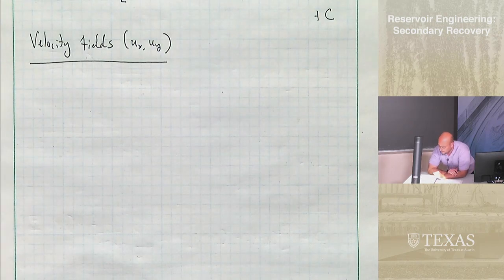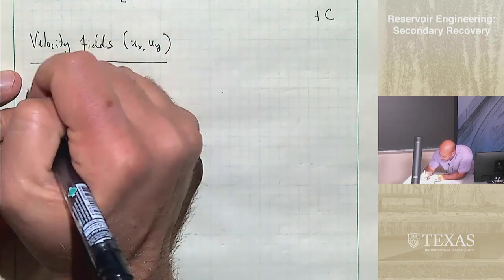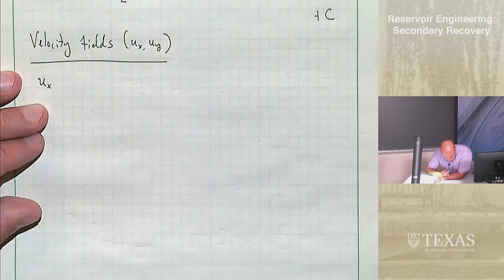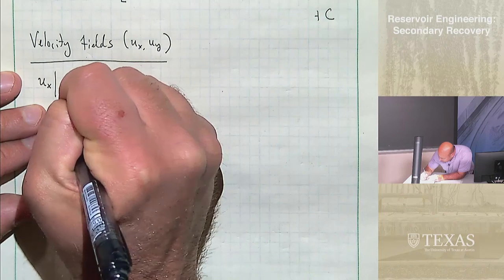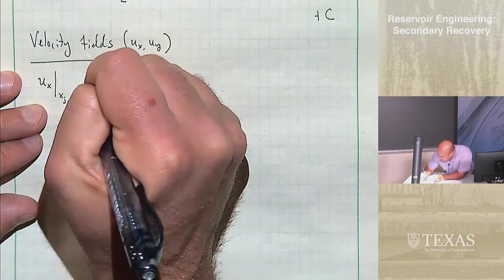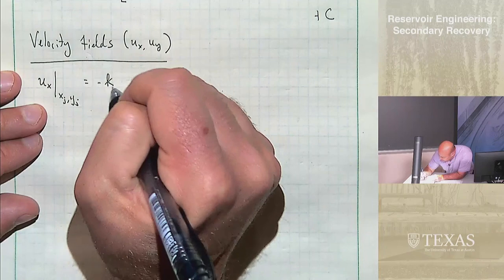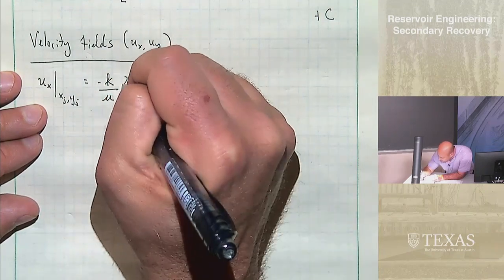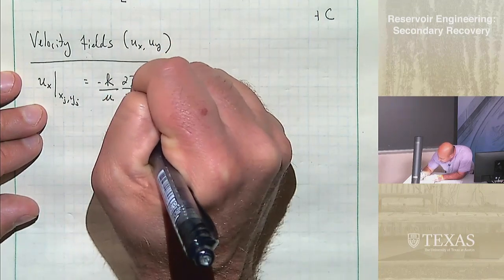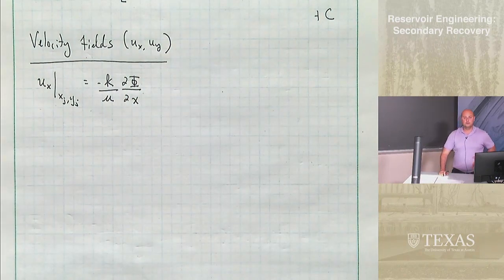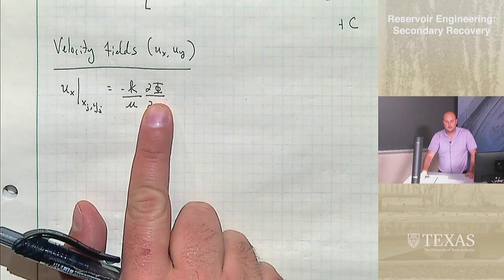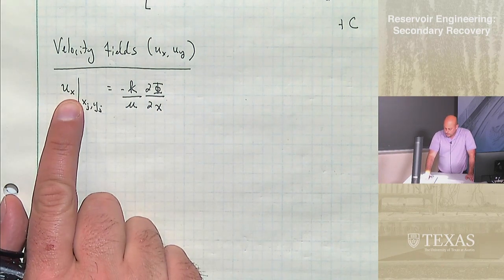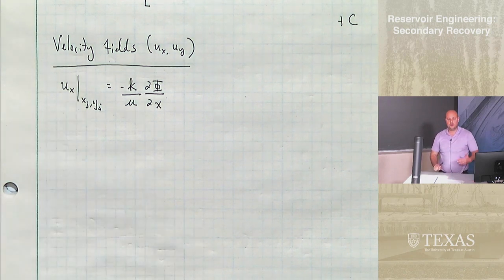So the velocity is given by Darcy's law. So the velocity at any point, ux at some point, I'll call it xj, yj, is given as minus k over mu partial phi with respect to x. All right, this is just Darcy's law. Maybe you're used to seeing pressure instead of potential there. I put x there because the velocity can have an x and y component, right?